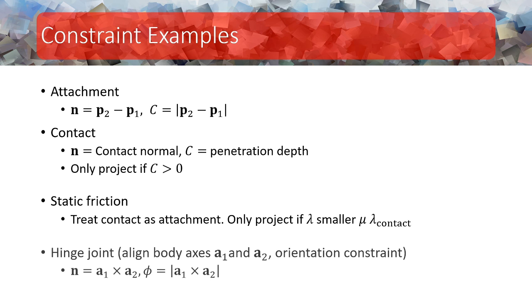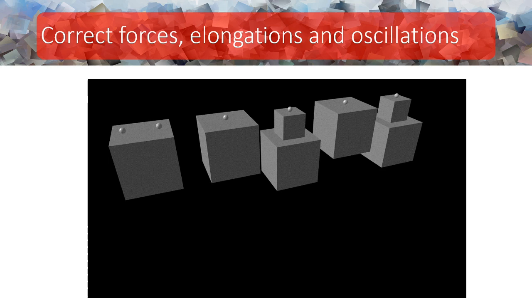To simulate a hinge joint, we want to align the body axes a1 and a2 of two bodies. This is now an orientation constraint. Here we set n and phi to the direction and the length of the cross product of the two axes. I will now show a few examples of our rigid body engine in action.